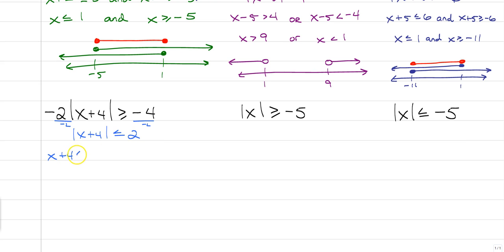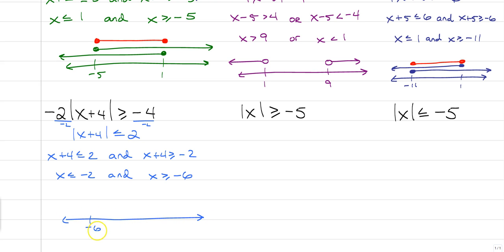X plus 4 is less than or equal to 2, and x plus 4 is greater than or equal to a negative 2. Solve both. X is less than or equal to negative 2, and x is greater than or equal to a negative 6. Get your line. Negative 6 and a negative 2. X has to be greater than or equal to the negative 6, but x has to be less than or equal to the negative 2. And is most specific and must satisfy both, so x needs to be between negative 6 and negative 2.